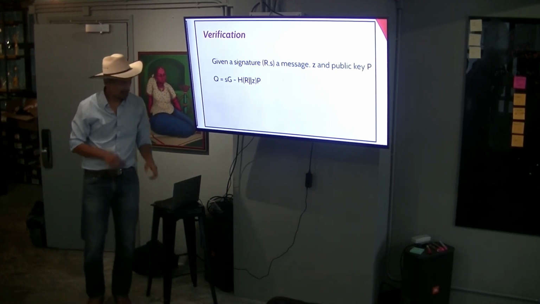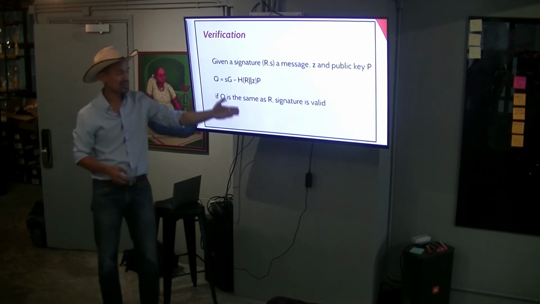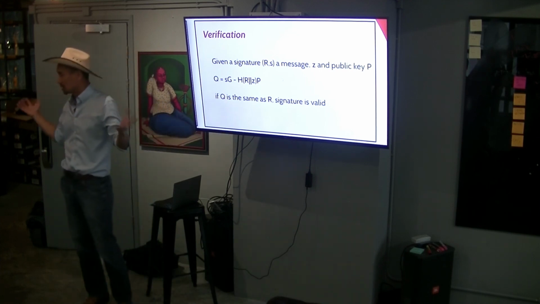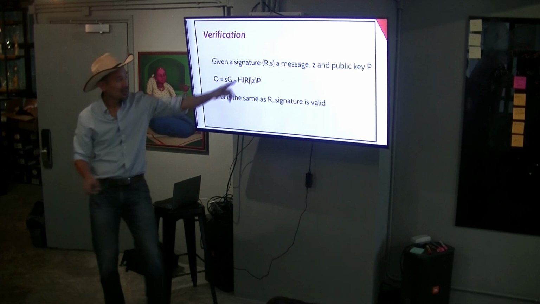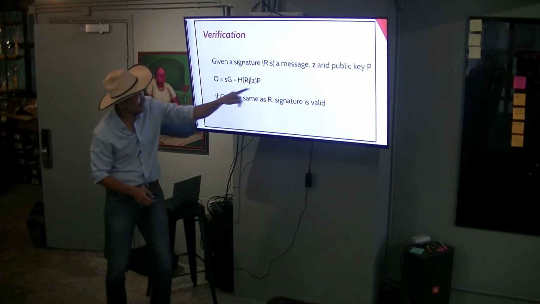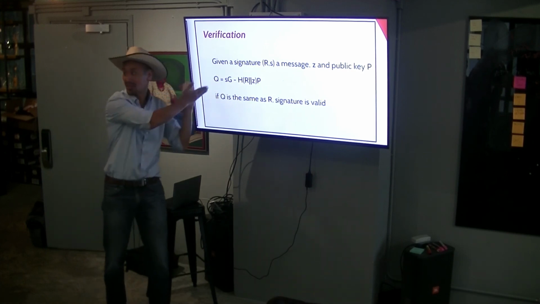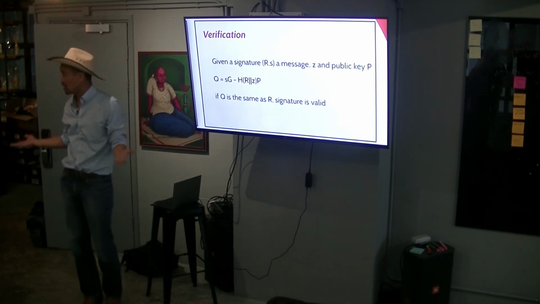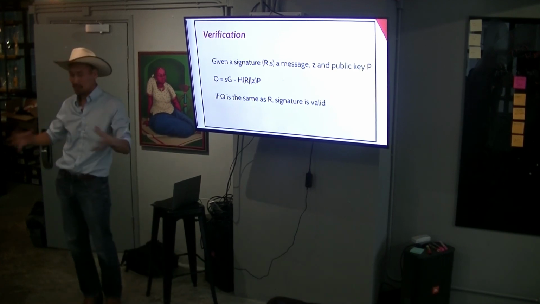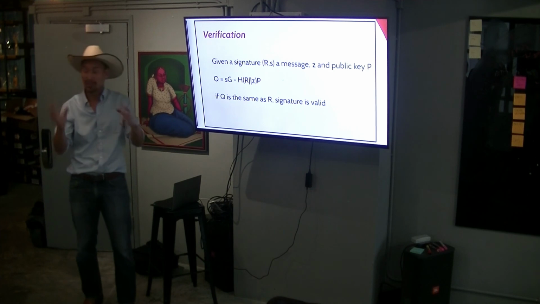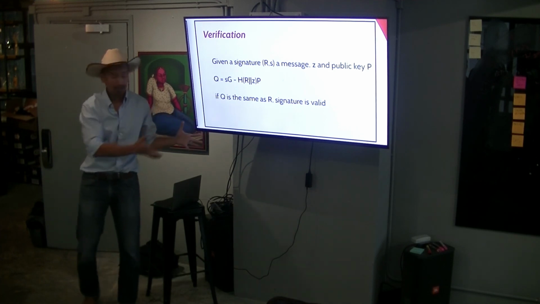And the way that verification works is that if q is the same as r, then we're done. That's the signature. And once again, we're utilizing r as part of this calculation, and we come out to the same r. That proves that we know the secret. That's part of the zero knowledge proof there, because we know that discrete log is hard.